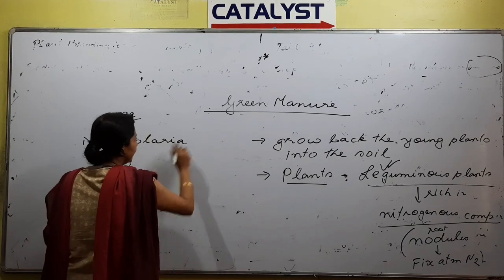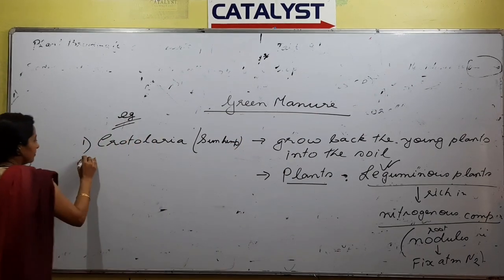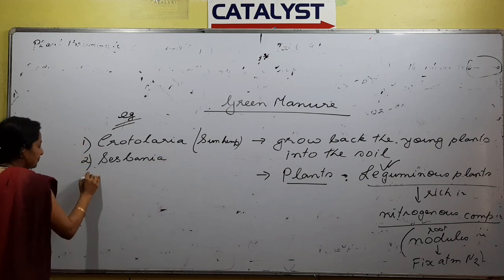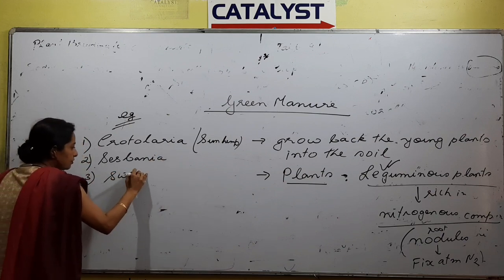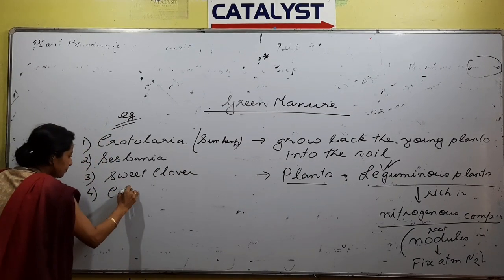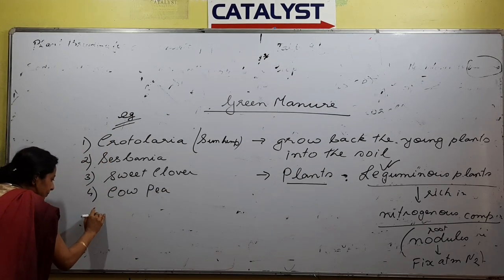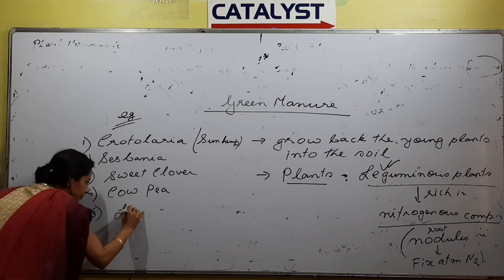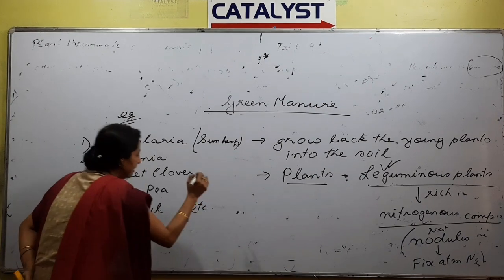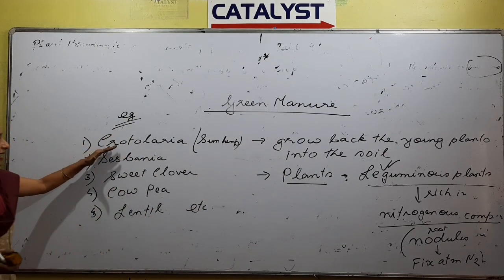Crotalaria, that is sunham. Sesbania. Sweet clover. Cowpea. Lentil, etc., right? So there are certain plants that are used as green manure, for example sunham, sesbania, sweet clover, cowpea, etc.